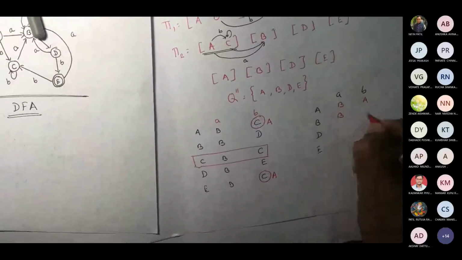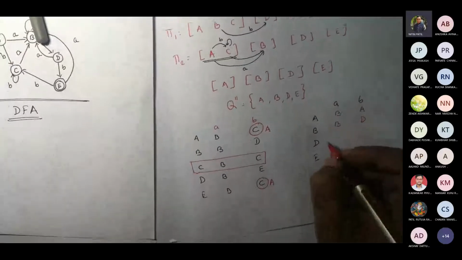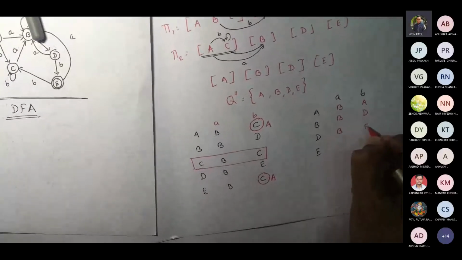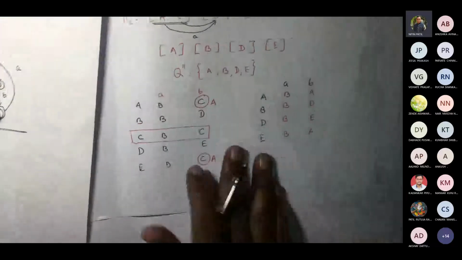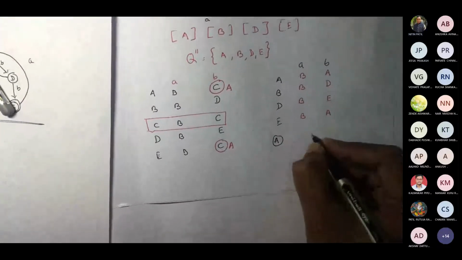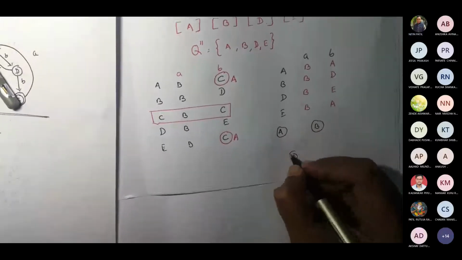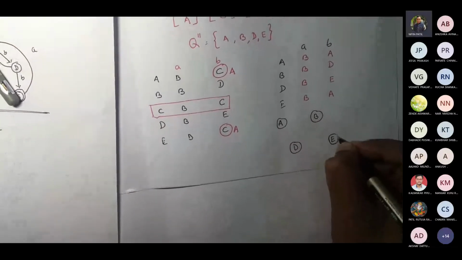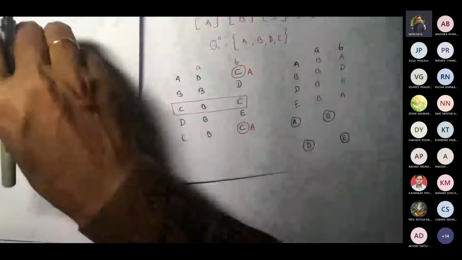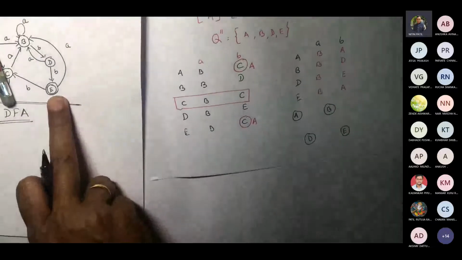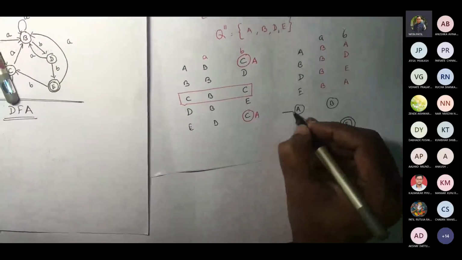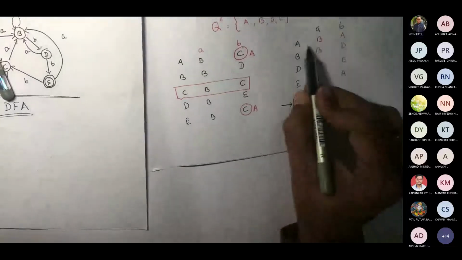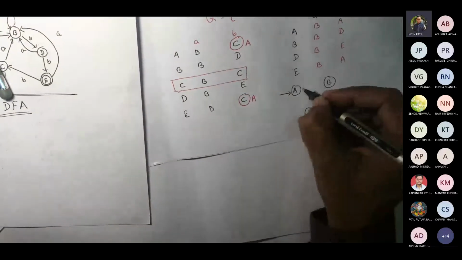BA, BD, then BE, BA. Now draw the diagram. Let us draw the diagram. How would that be? A, B, D, and E. Which is final from the given diagram? It is E. So it will remain as it is. This is initial. Fine. Now from A, it is going to B.